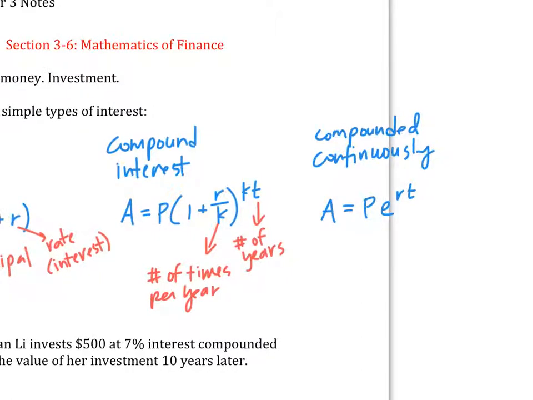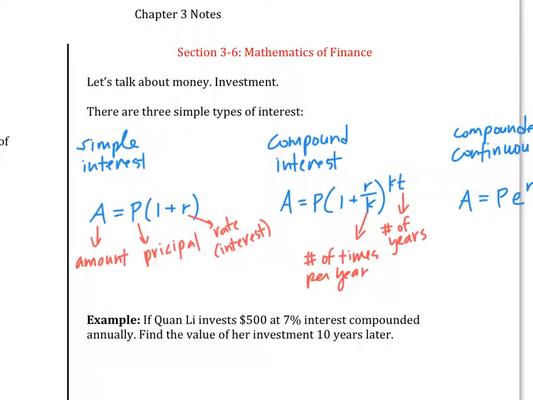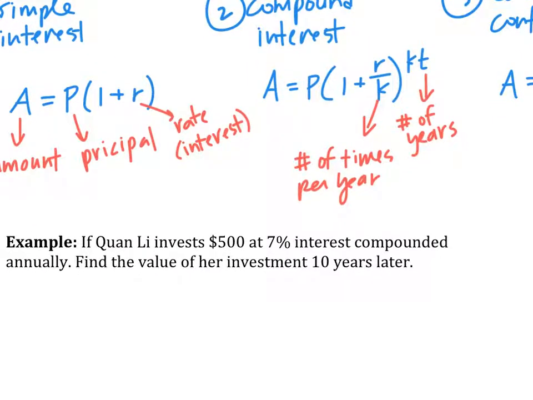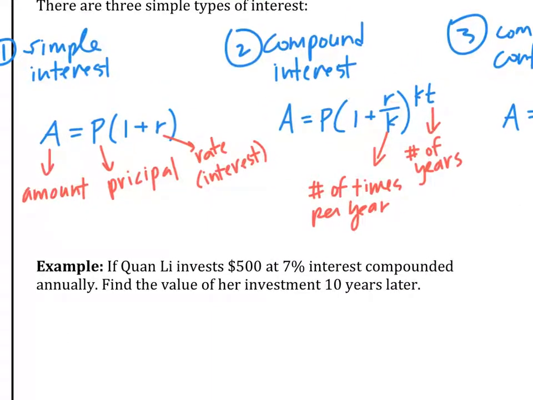Okay, so let's number these 1, 2, and 3. So then we can refer back to them. Let's look at the first question. If Kwang Lee invests $500 at 7% interest compounded annually, find the value of her investment 10 years later. Okay, you're going to hold up your finger. 1, 2, or 3. Which formula are you going to use? 1, 2, or 3?